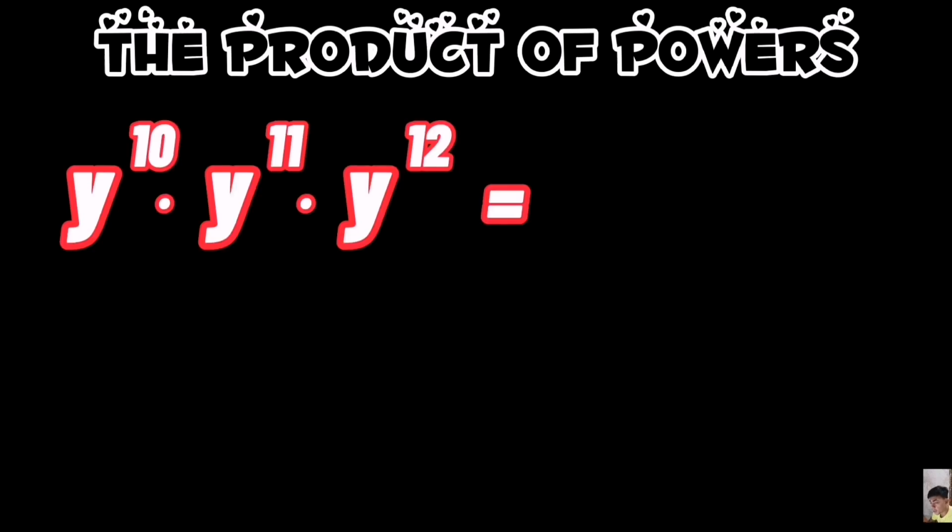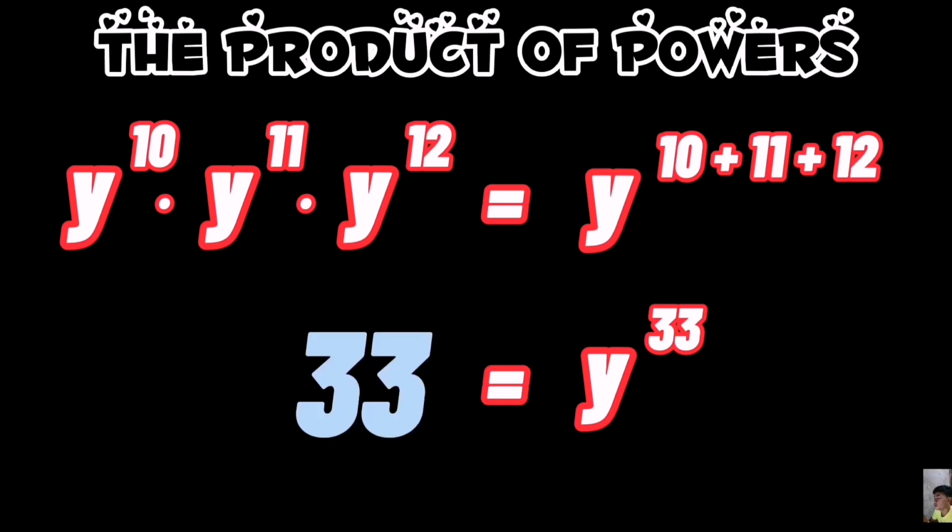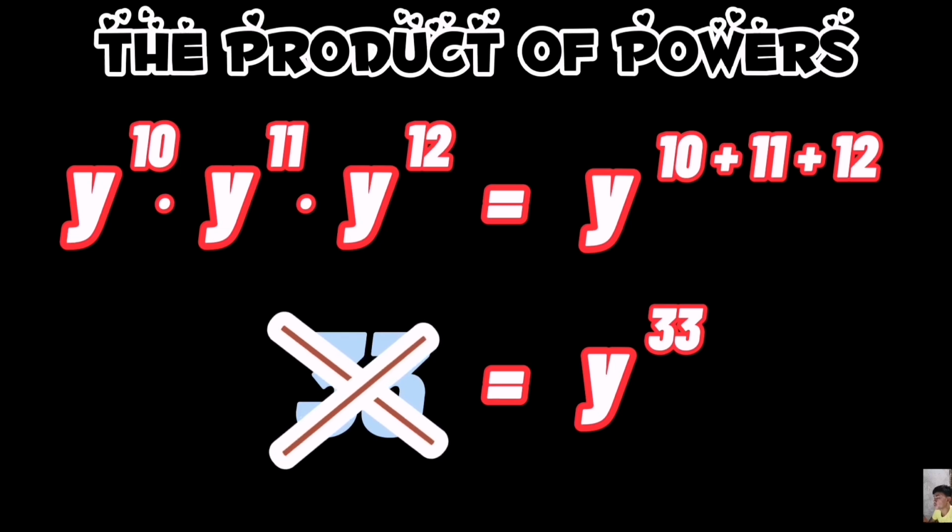So if we have y raised to 10 times y raised to 11 times y raised to 12, we will have y raised to 10 plus 11 plus 12, which will give us y raised to 33. Now let me clarify this thing to you, which is based from my years of experience in teaching. More often than not, a lot of students write, in this case for example, 33 instead of y raised to 33. Well guys, they are absolutely different from each other and never considerably correct, so you gotta be extra careful with your answer.